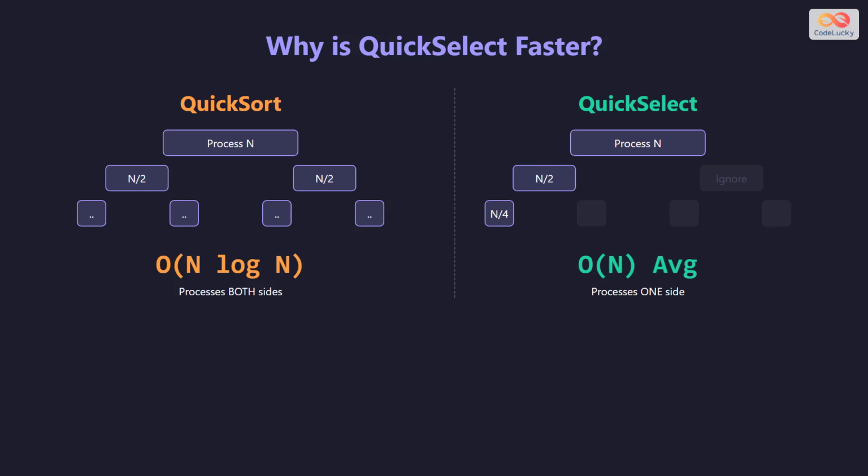In quicksort, we process both halves of the array, leading to n log n complexity. In QuickSelect, we discard half the array at each step, similar to binary search. This results in a mathematical series that sums up to linear time, or order of n, on average.